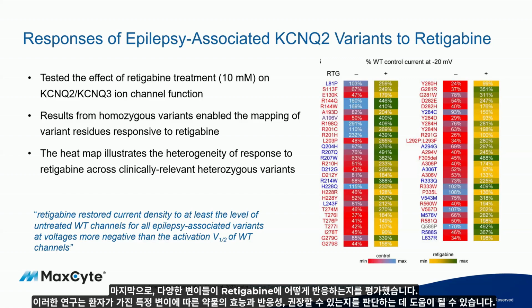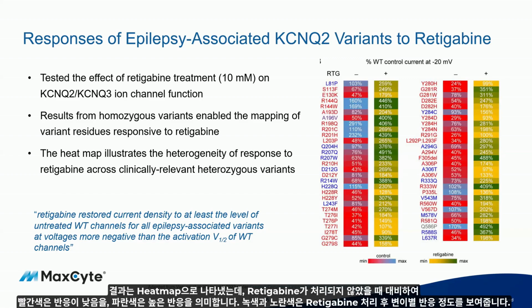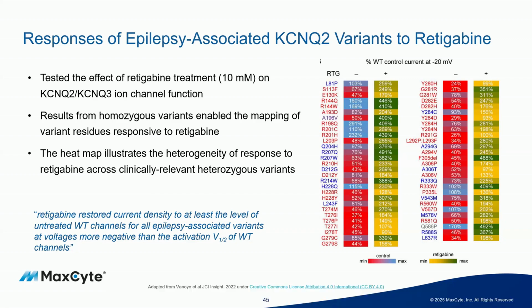effective against these variants. And so it's a heat map. Red means lower, and blue means higher than negative control, without retigabine. And then the green and the yellow also show you, with retigabine, the responses of all these different variants.